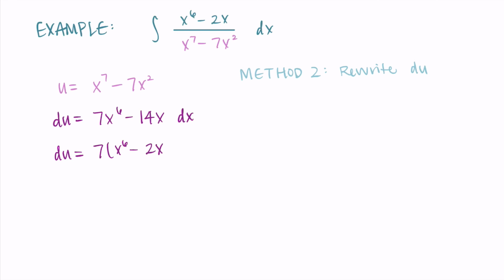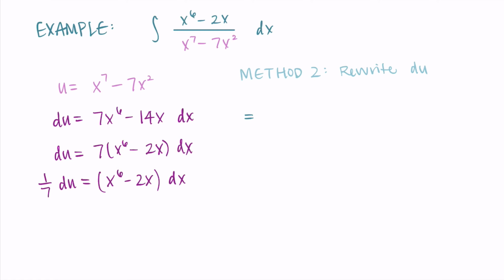So here, I'm going to just factor out a 7 from my statement of du. So I now have that du is equal to 7 times the quantity x to the 6th minus 2x dx. This x to the 6th minus 2x dx, that's what I have in my integral. So I'm going to divide the 7 over to the other side in order to just keep on the right-hand side what I have in the integral. So I'm getting that 1/7 du is equal to x to the 6th minus 2x dx. Now I can evaluate my integral using this information.